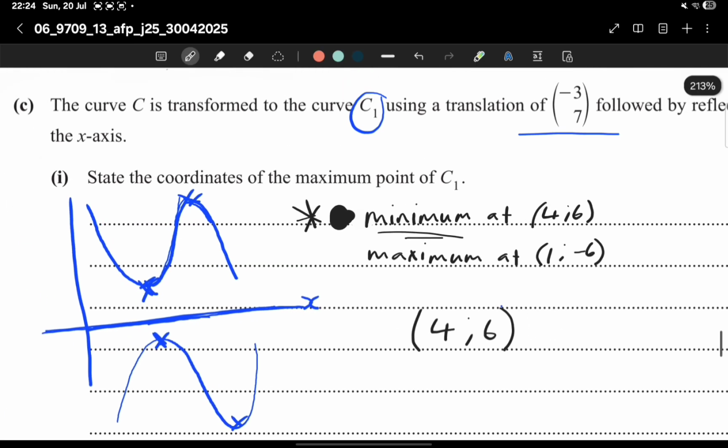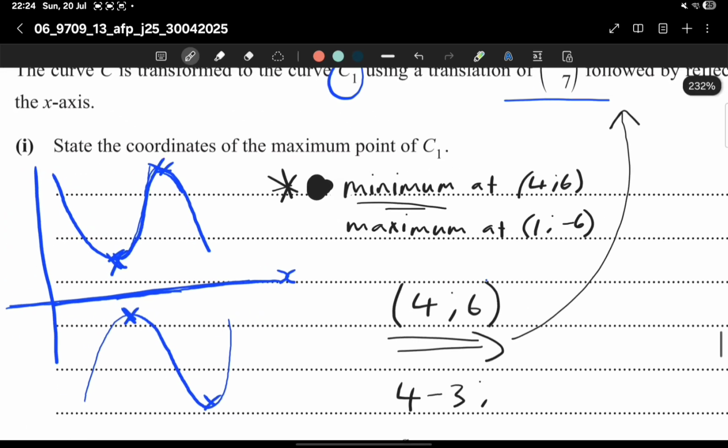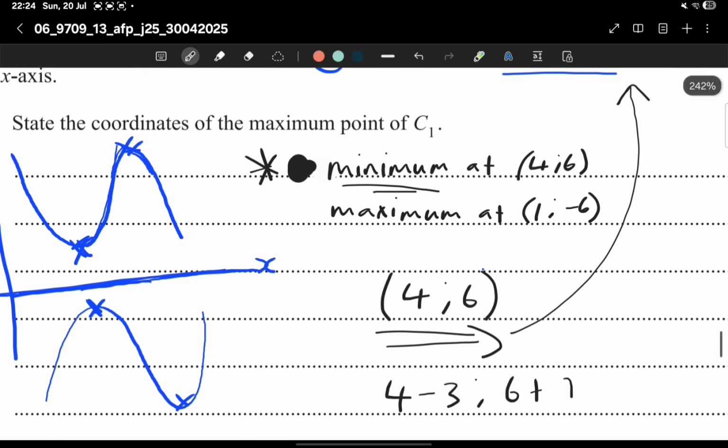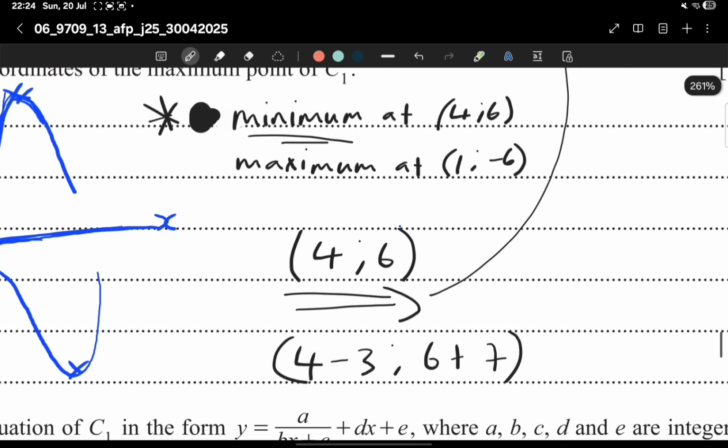And we're told that we're going to transform it using translation first followed by reflection. So we're going to transform this point using these transformations here. So for the x, we're going to say 4 minus 3. Then for the y, we're going to add 7, 6 plus 7. And after that translation, we're going to have 1 and 13.